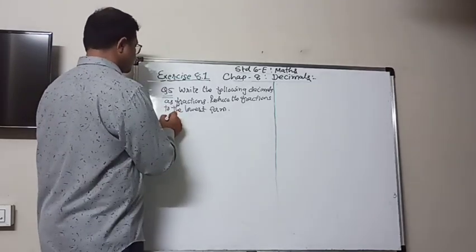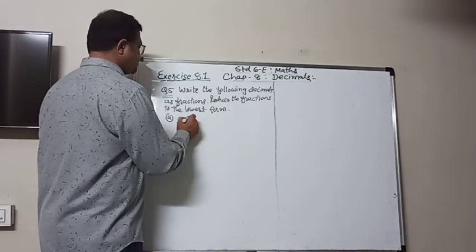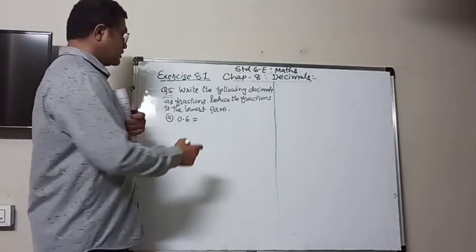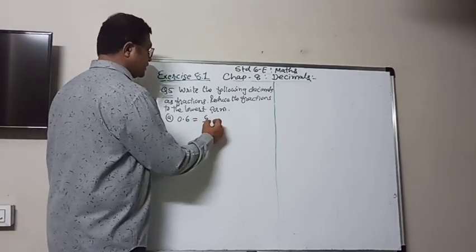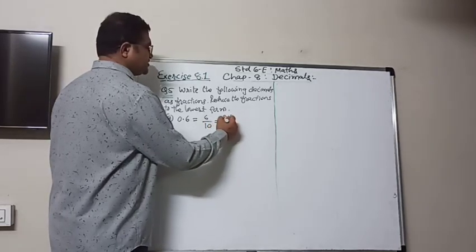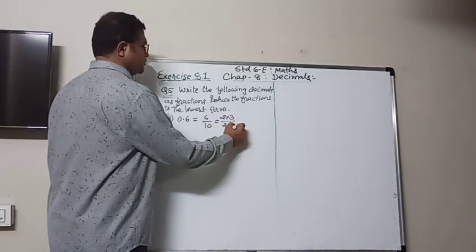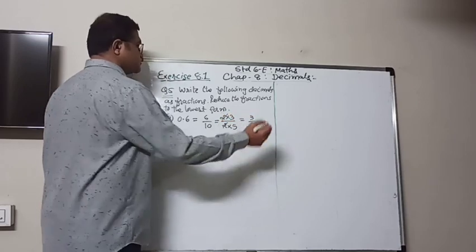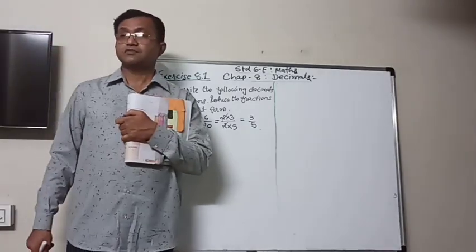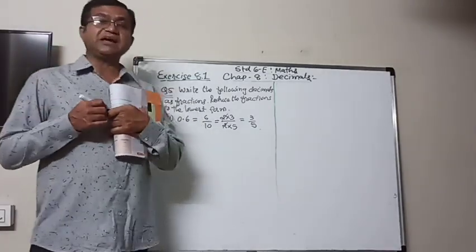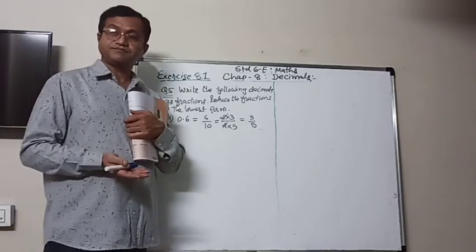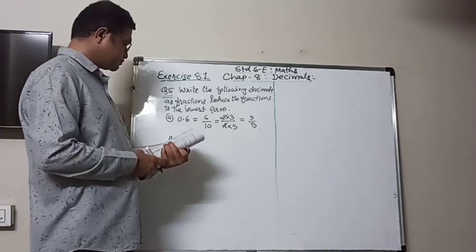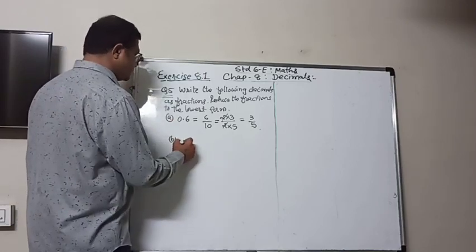First one is 0.6. We know that 0.6 means 6 tenths, means 6 upon 10. Now 6 is 2 threes are, 10 is 2 fives are, and so your answer is 3 upon 5. So 6 tenths means 6 upon 10, and then the lowest form. Second, 2.5.